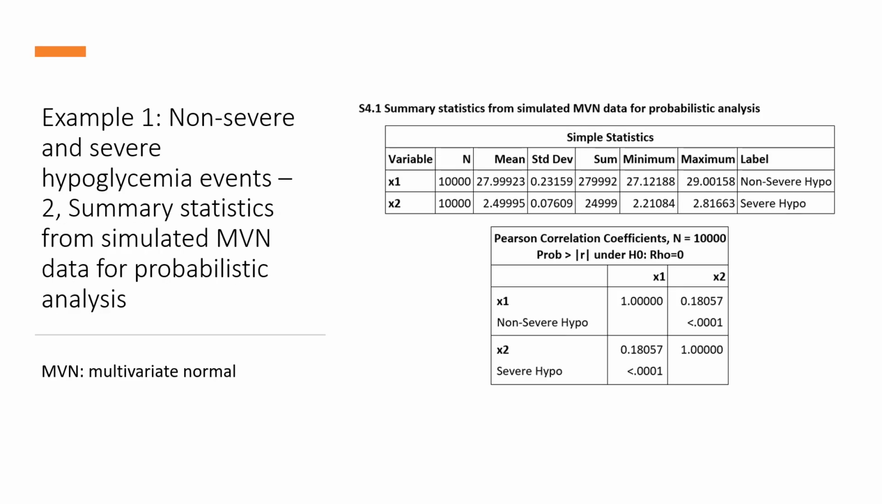We simulated multivariate normal distribution data for probabilistic analysis based on the estimated means and standard errors to address the uncertainty from the parameter estimates. This slide shows the summary statistics of the simulated data.